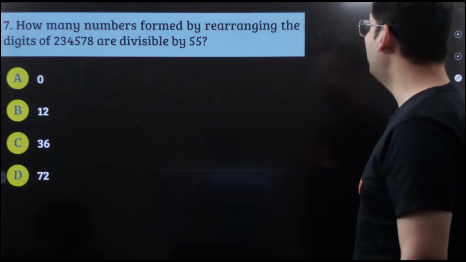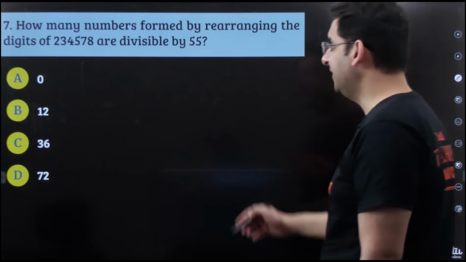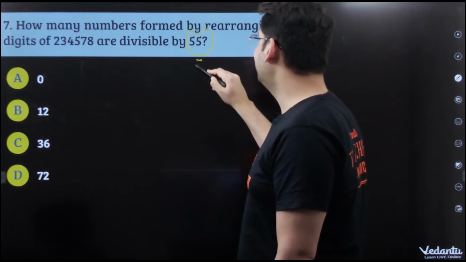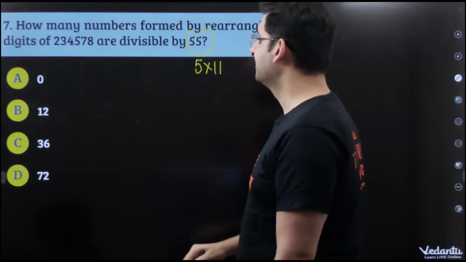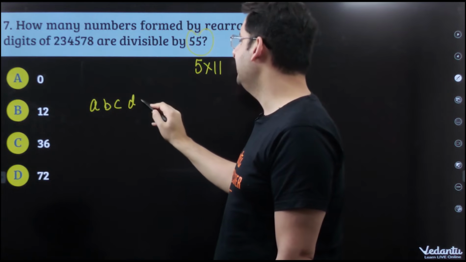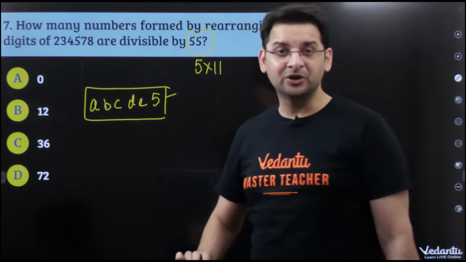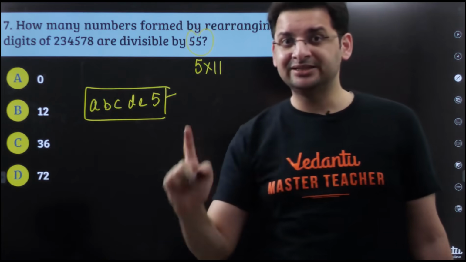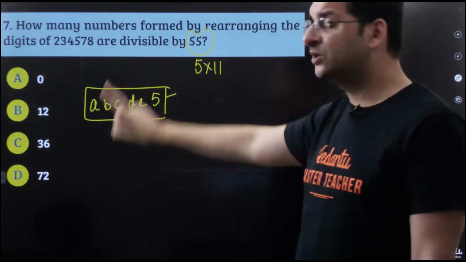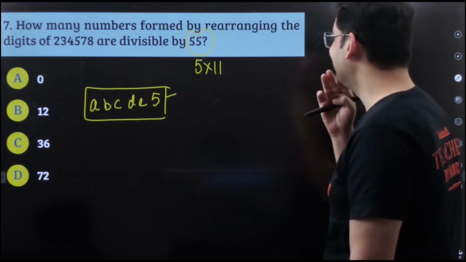How many numbers formed by rearranging the digits of 2, 3, 4, 5, 7, 8 are divisible by 55? So 55 is clearly 5 into 11. So let these numbers be A, B, C, D, E, F. Clearly F is 5 because the number is divisible by 5. The last digit has to be either 0 or 5. 0 is not there. Last में 5 आएगा, ये तो पक्का है, ठीक है.